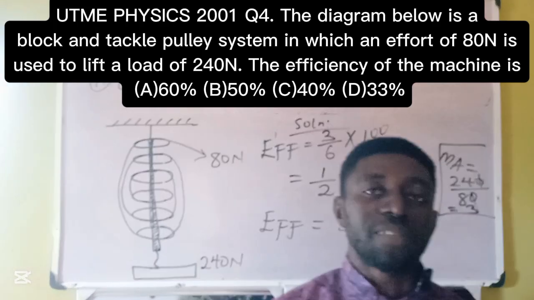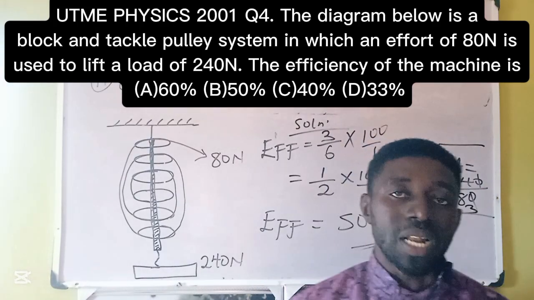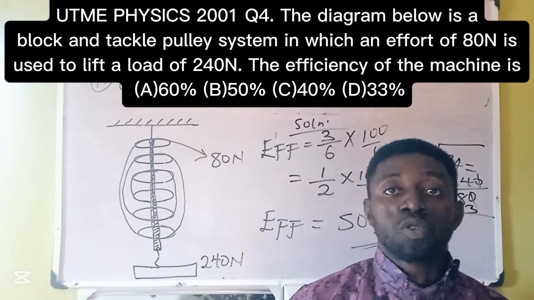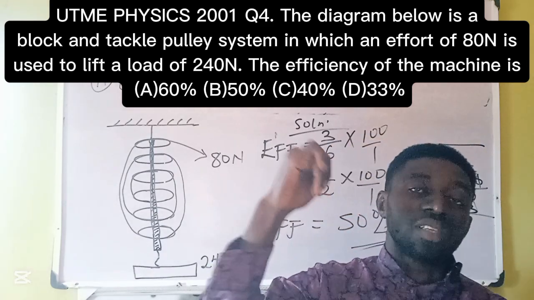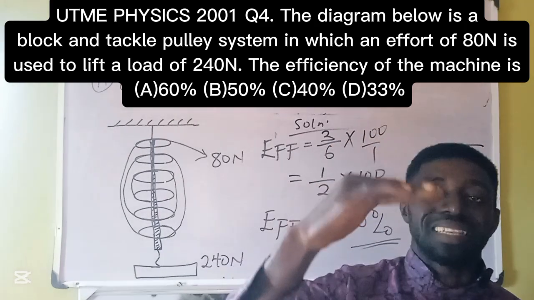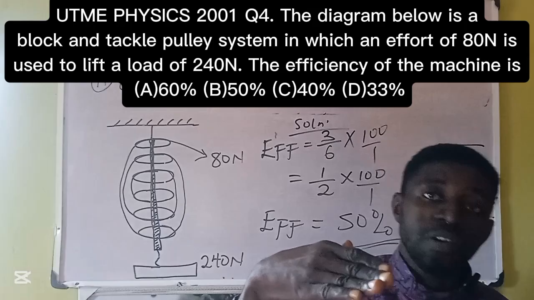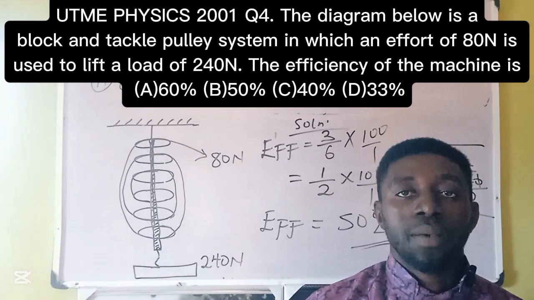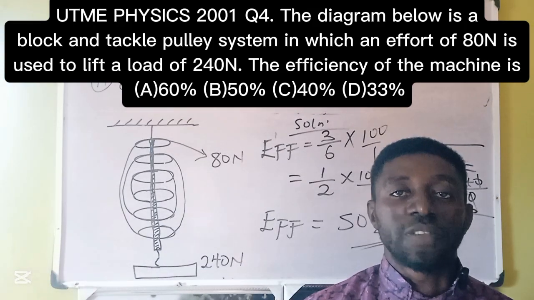50%. So do you think this is a nice machine? Do you think the pulley is a wonderful machine? Okay, a perfect machine, from what we've solved, is 100%. So the pulley is half a perfect machine, because half of 100% is 50%.